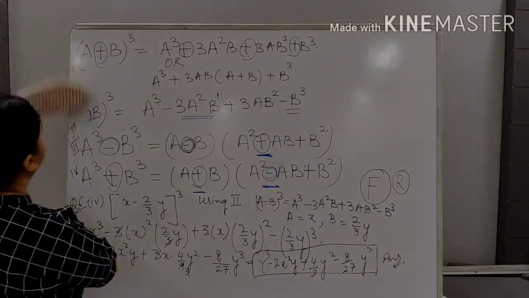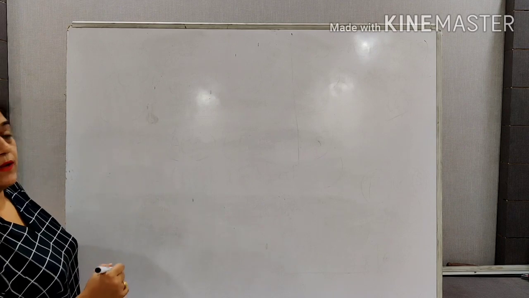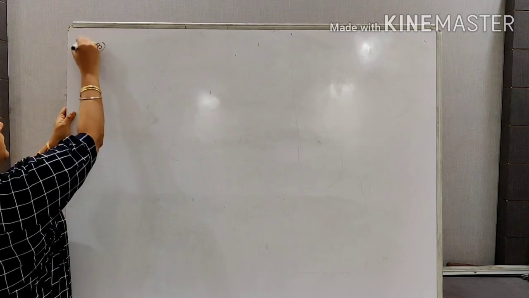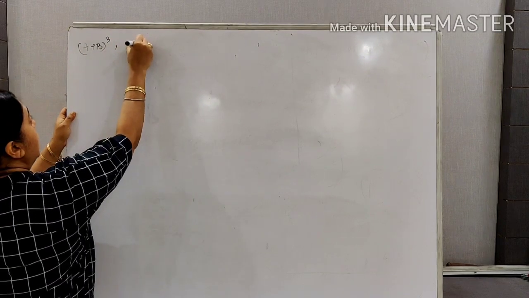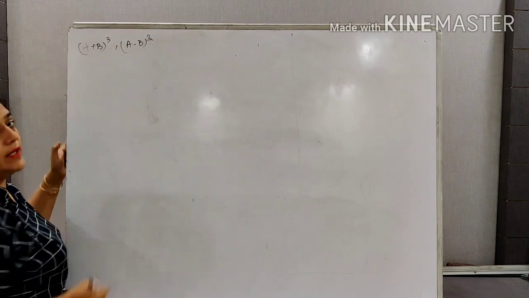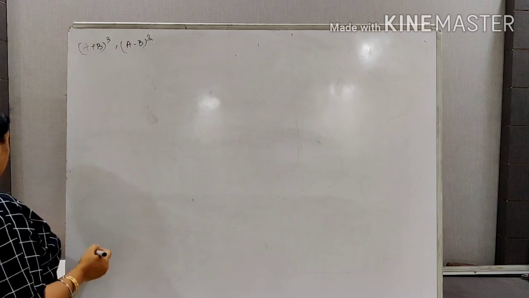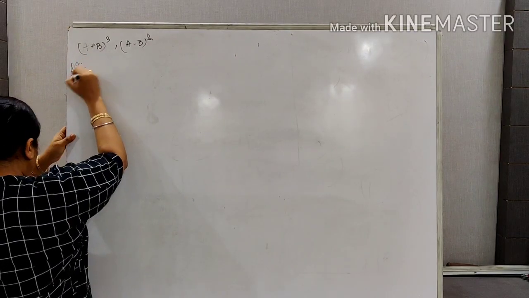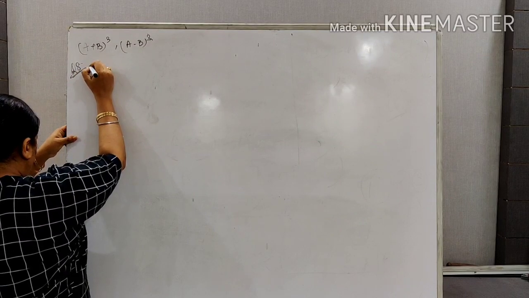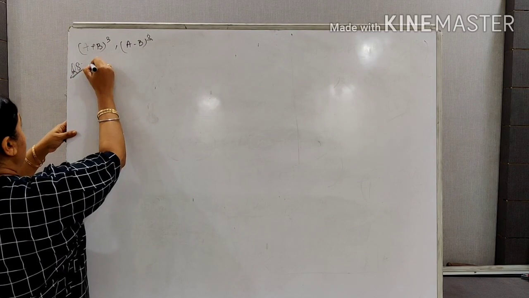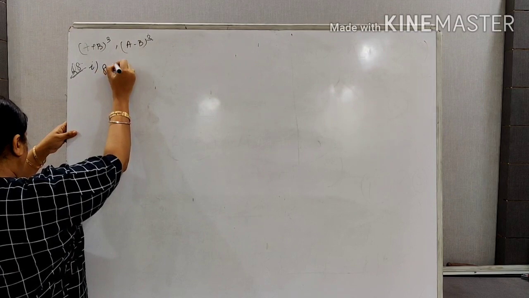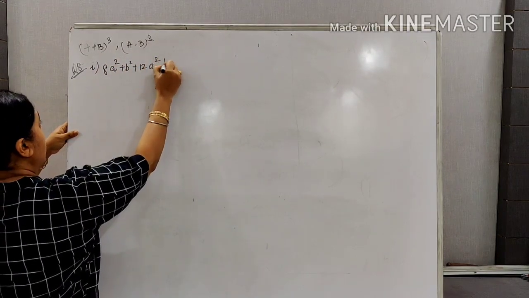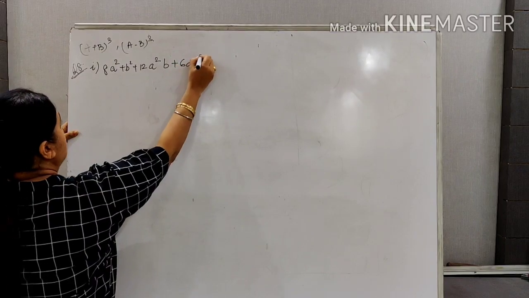So students, let us take the questions based on a plus b whole cube and a minus b whole cube only, but this time we are not expanding it, we are going to factorize it. So I am taking up a random question from exercise 2.5, question number 8. Let us take the first part. The question is 8a cube plus b cube plus 12a square b plus 6ab square.